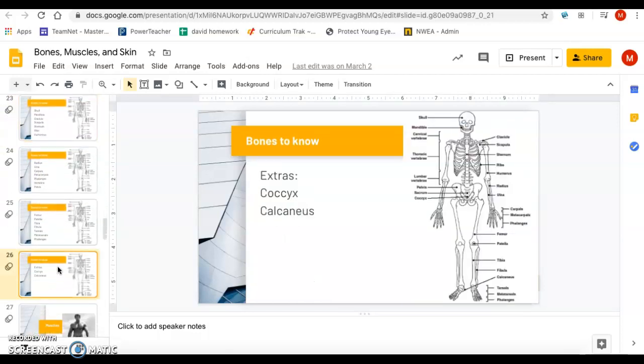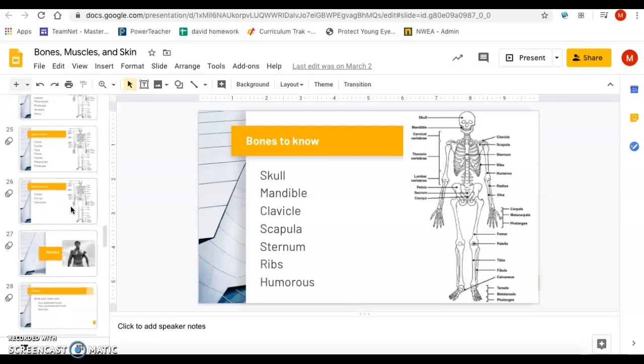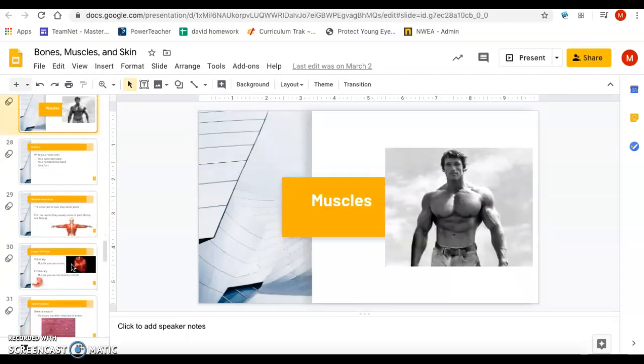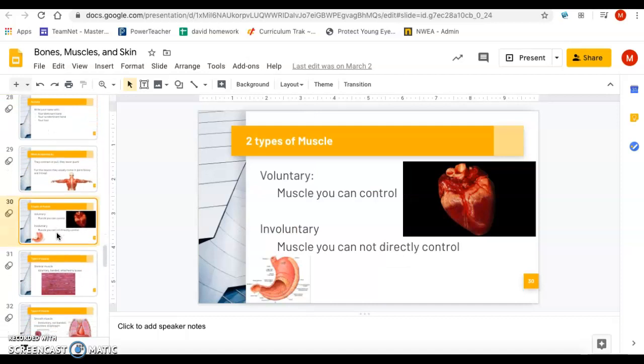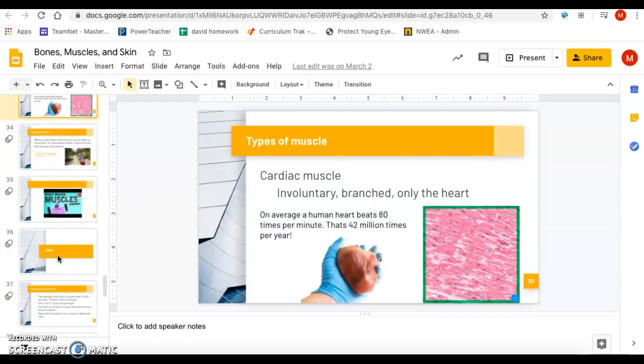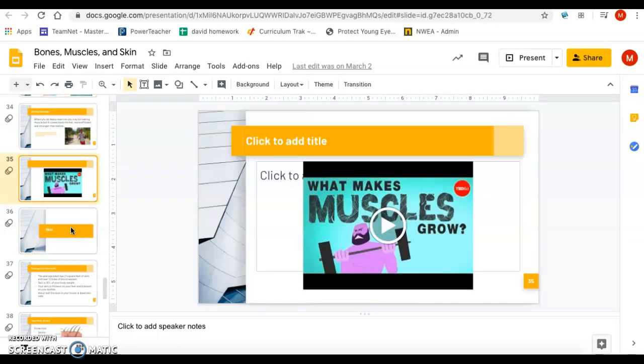Bones to know. I never tested the kids on the bones to know, but what we would end up doing is we wrote it on the butcher paper and then put note cards over it, and so kind of make a flip game for them to use to study. Okay. Then we went on to muscles, just learning how muscles work, voluntary, involuntary muscles, cardiac muscles, skeletal muscles, smooth muscles, all that kind of stuff.